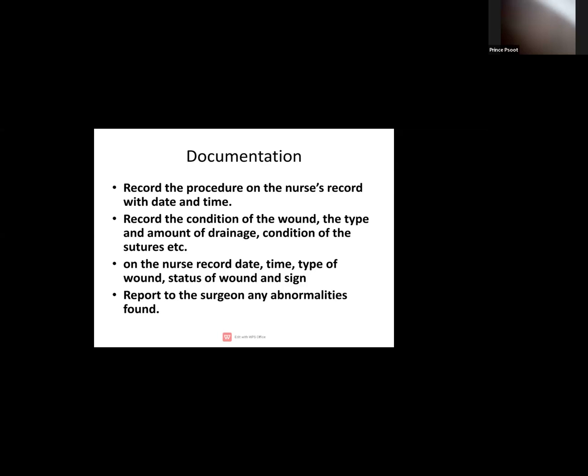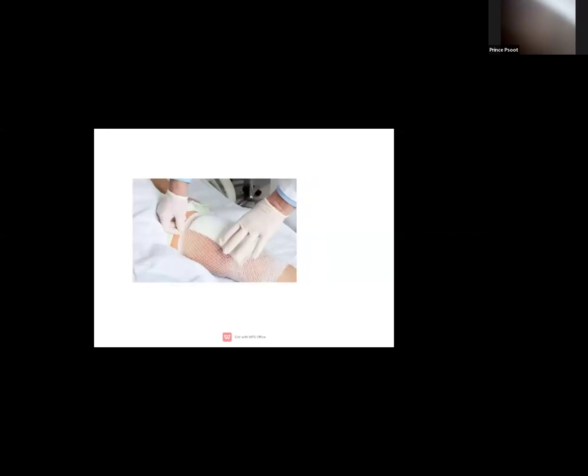On the nurse's record, you record the date, the time, the type of wound, the status of the wound, and the signs you notice on the wound. Then report to the surgeon or the doctor if there is any abnormality found in the injury. And this is a picture example of sterile dressing and sterile packing.